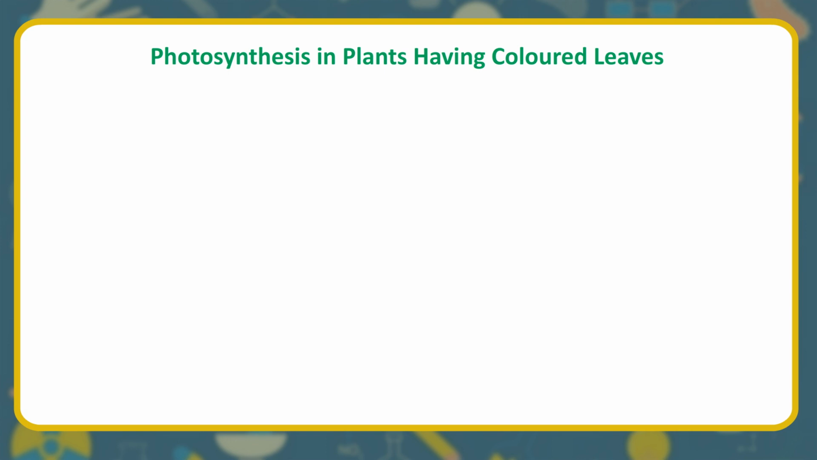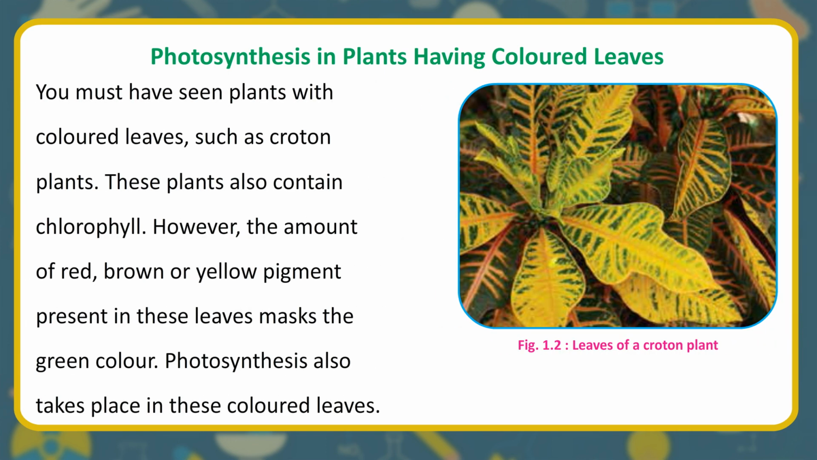Photosynthesis in plants having colored leaves. You must have seen plants with colored leaves, such as croton plants. These plants also contain chlorophyll. However, the amount of red, brown or yellow pigment present in these leaves masks the green color. Photosynthesis also takes place in these colored leaves.